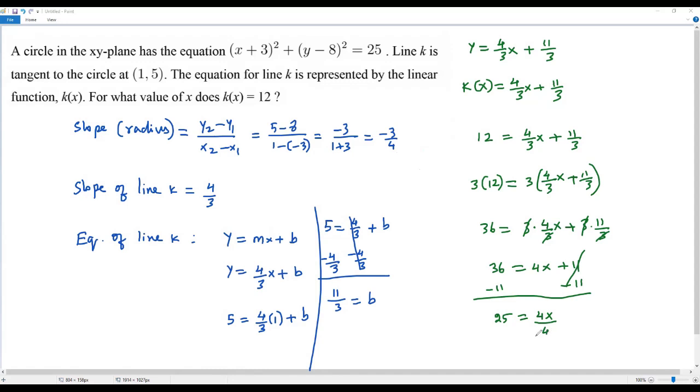Now let me divide both sides of this equation by 4. Then this 4 will cancel out. When I divide 25 by 4, I am getting 6.25. On the right side, we get x. Okay, when k(x) equals 12, the value of x is 6.25.